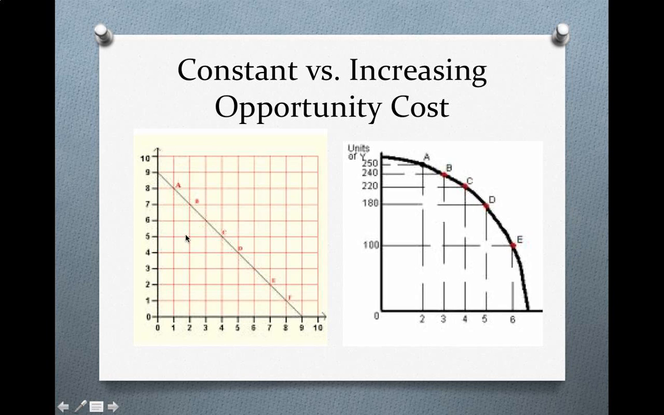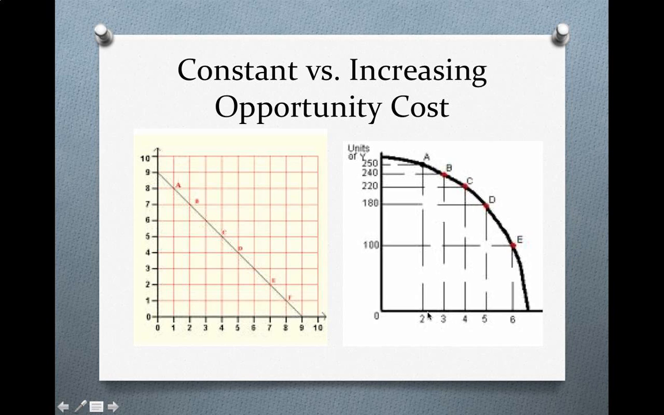This is typically not the case. An example of this would be an automobile plant. Cars and trucks, because they're very similar, you would probably see a constant opportunity cost. If we want to make 1 more car, we make 1 fewer truck, because they are very, very similar. Most opportunity costs are what we call increasing opportunity cost.